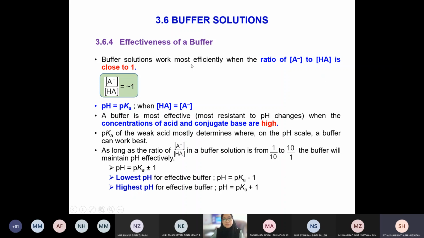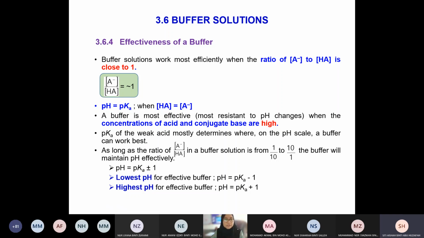So a buffer solution works most efficiently when the ratio of the conjugate base to the acid is close to 1. We are still going to use the Henderson equation. So how do we know how much it can withstand? It will be based on this ratio. So remember, this is, what was it again?